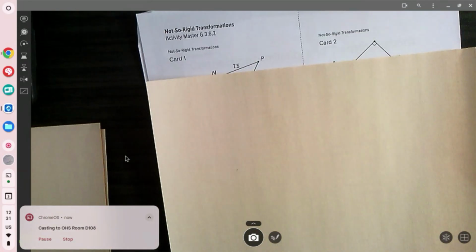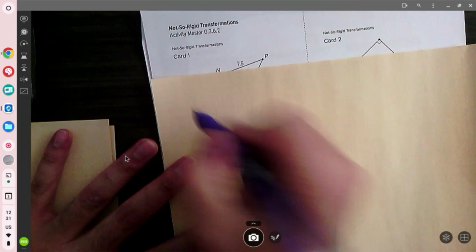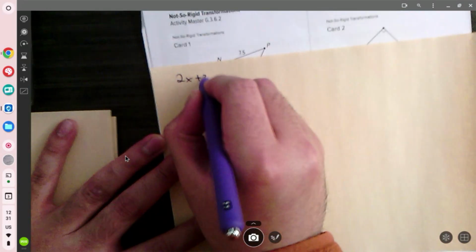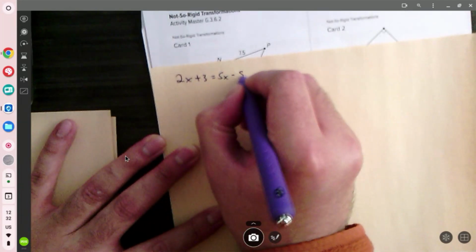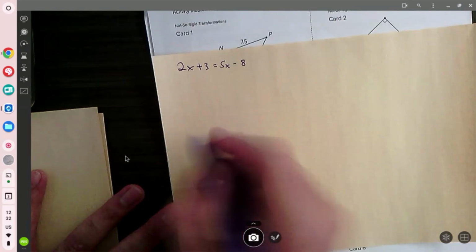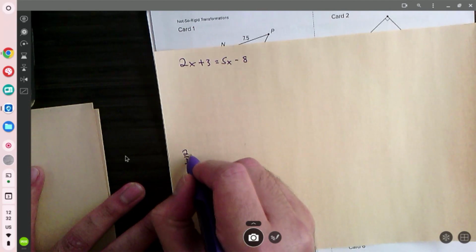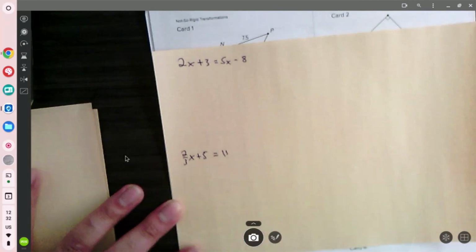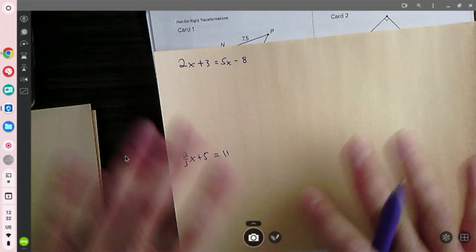Nice. Alrighty. So can someone please tell me the first question of the bell work? 2x plus 3 is equal to 5x minus 8? Yup. Alrighty, and then what about the second one? 2/3 x plus 5 equals 11. Alright, so let's go ahead and solve our first question.